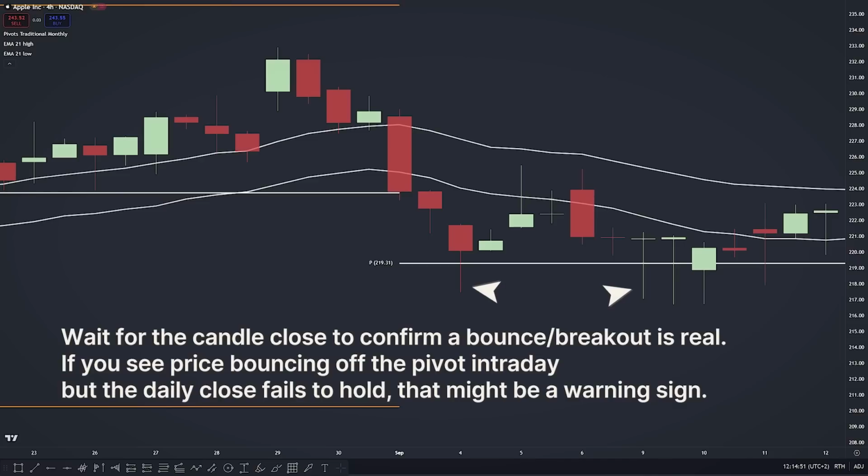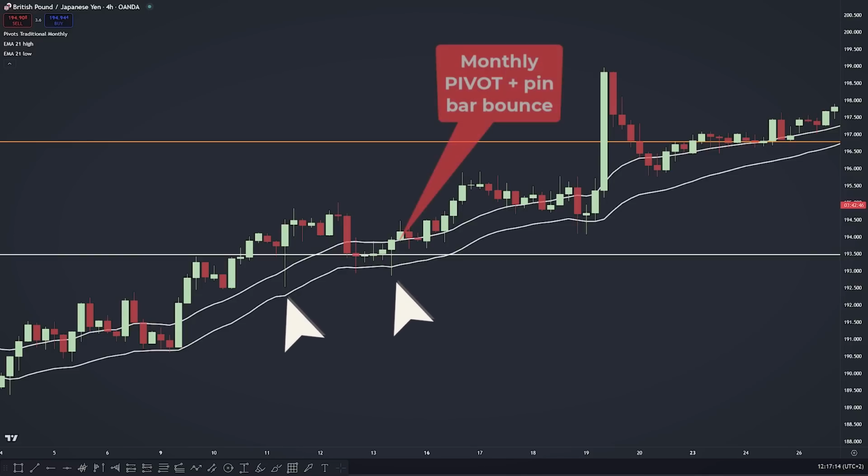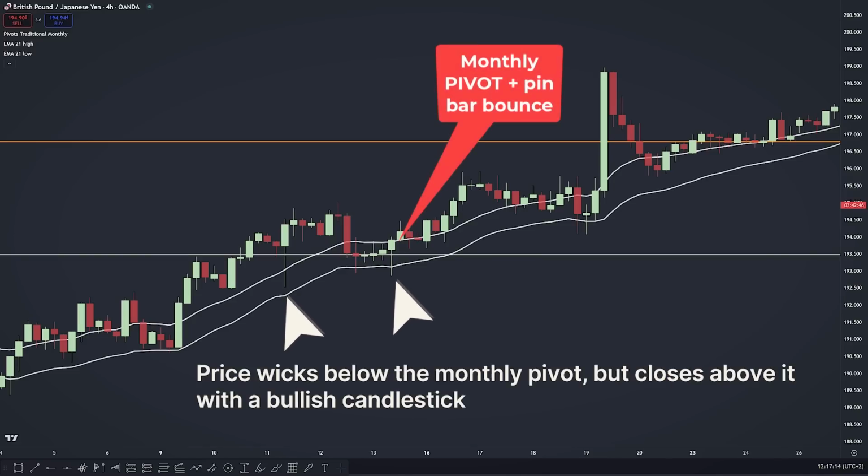Now, on daily or 4-hour charts, the candle close can be pivotal. If you see price bouncing off the pivot intraday, but the daily close fails to hold, that might be a warning sign. Wait until the close confirms the bounce is real. That's how you filter out noise. For instance, if price wicks below the monthly pivot, but closes above it with a bullish candlestick, that pivot bounce is more convincing.